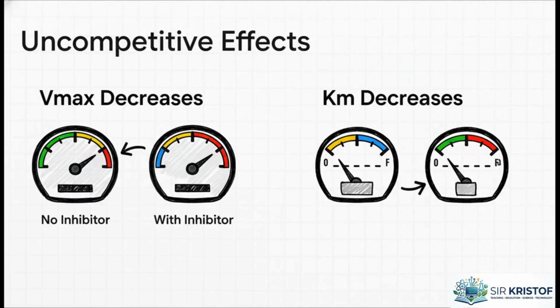The effect here is really unique. Because the inhibitor is literally pulling active enzyme-substrate complexes out of the game, the top speed, Vmax, definitely goes down. But here's the twist.